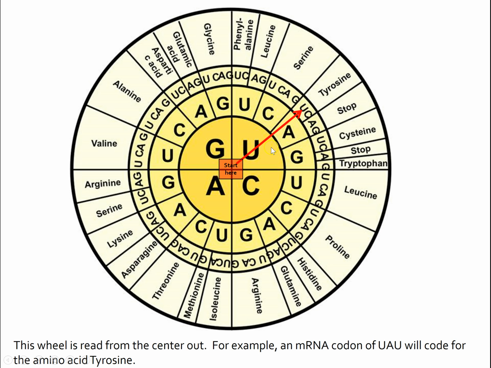And then the next letter in that codon is an A, so we're going to proceed out to the A. We have a choice of U, C, A, and G. We're going to U, A, and then the last letter is U. So that codon UAU is going to code for tyrosine, and that is the amino acid that matches with that mRNA codon.